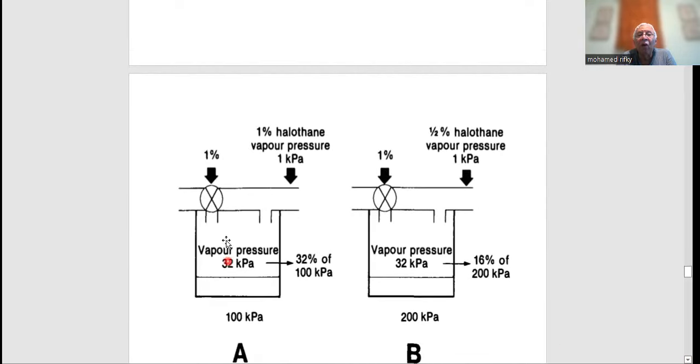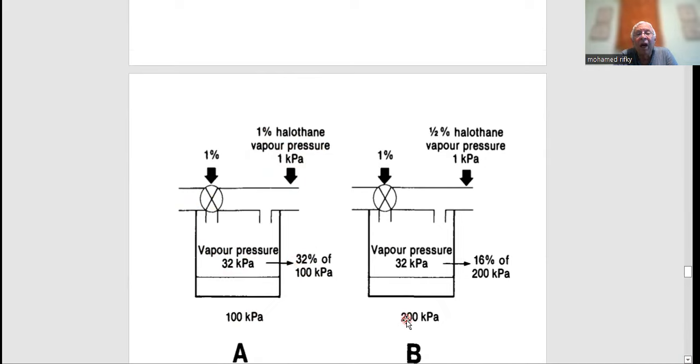This is the effect of the ambient pressure on the working of the vaporizer. This is the vapor pressure in the normal situation, yielding 32 kilopascal of halothane from the 100, given a percent of 32. So whenever I set the knob at 1%, of course, I'm controlling the splitting ratio to give me the 1%, but it will give me 1% of the 100, which will be 31 kilopascal.